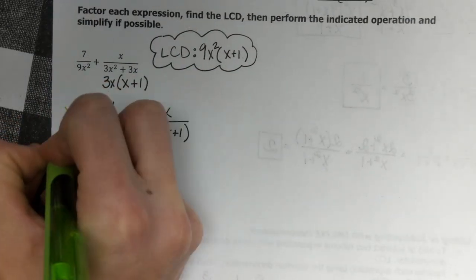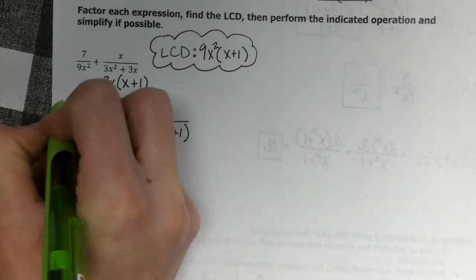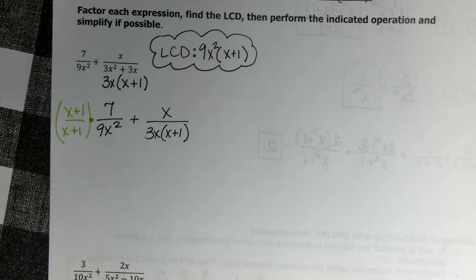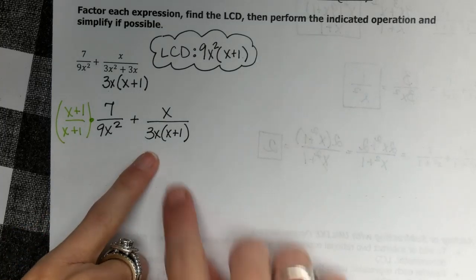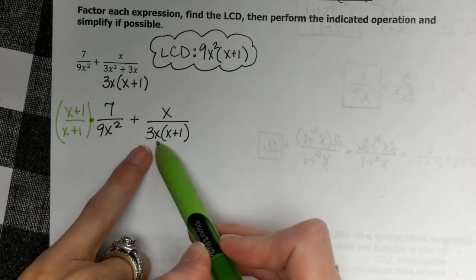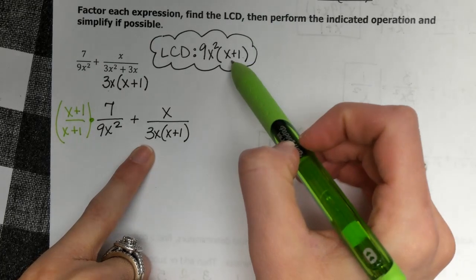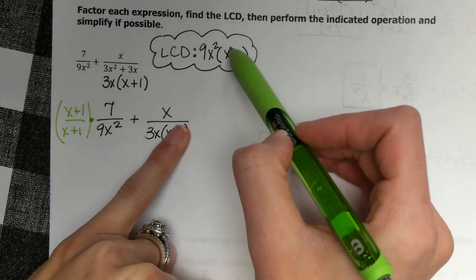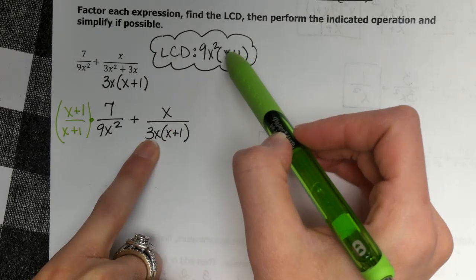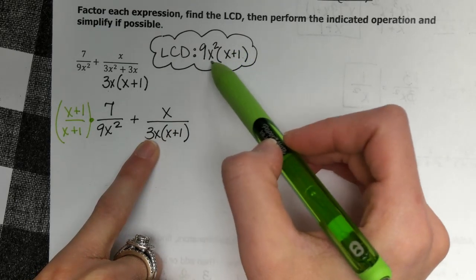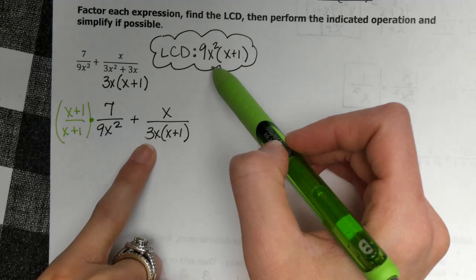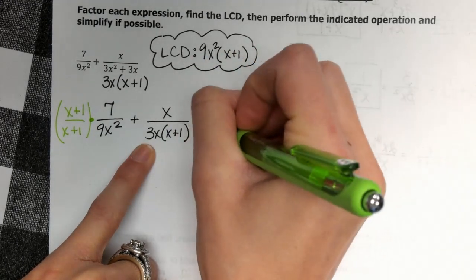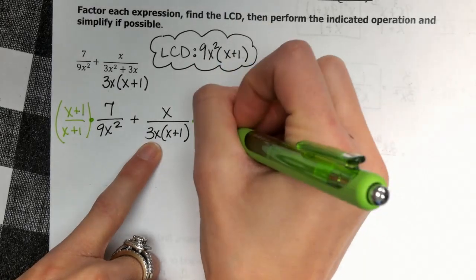So I'm going to multiply by x plus 1 over x plus 1. It's always the same numerator and denominator. Now, if I have 3x times x plus 1, I've got the x plus 1, so I don't have to worry about that. What do I need to multiply by to get a 9x squared? 3x, right? 3 times 3 will give me that 9, and then x times x will give me that x squared.